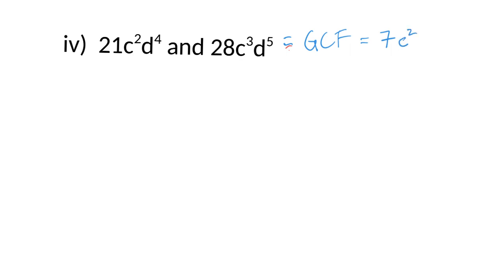Now we look at the next one. Both of them have a d in it, so we need to use the lowest power to get the GCF. So the power of d is going to be 4. So the final answer is 7c squared d to the 4. Now what that allows us to do is divide stuff out really easily.